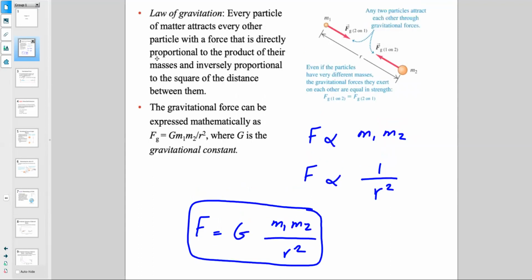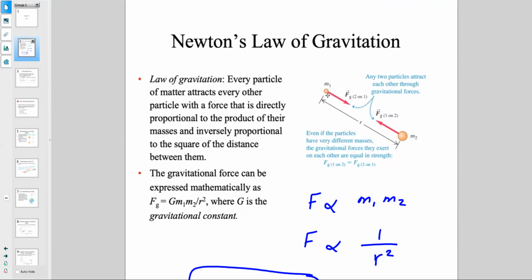The other very important thing to talk about is that this is M1, this is M2. They don't necessarily have to have the same mass. And it applies to every two particles in the entire universe. For example, the sun and a coffee cup that you have, they will apply some sort of gravitational force to one another, okay?